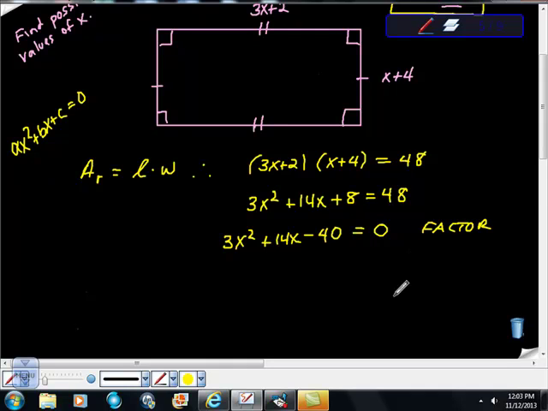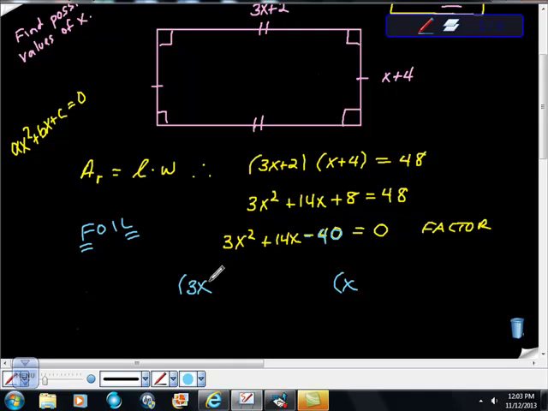What might help is this, and this confuses a lot of people: when we're factoring, we use FOIL, right? We're going to use FOIL and kind of do that backwards. We know that F and L are the ones that are most consistent. So this first term times this first term must equal 3x squared, and 3 is prime, so we're going to have 3x times x. We also know that the last term times the last term must equal negative 40. So from there, we have to kind of mess around with it a little bit.